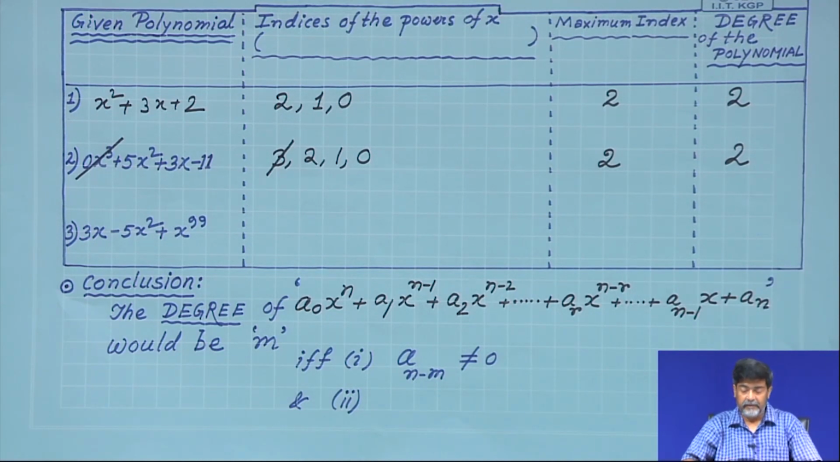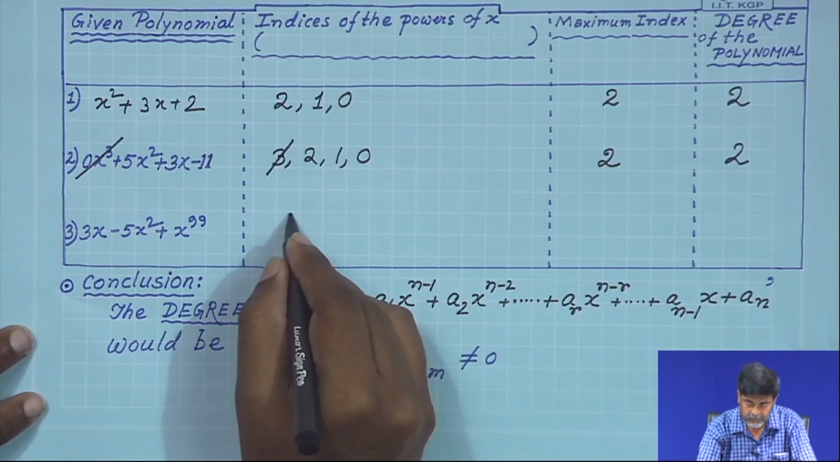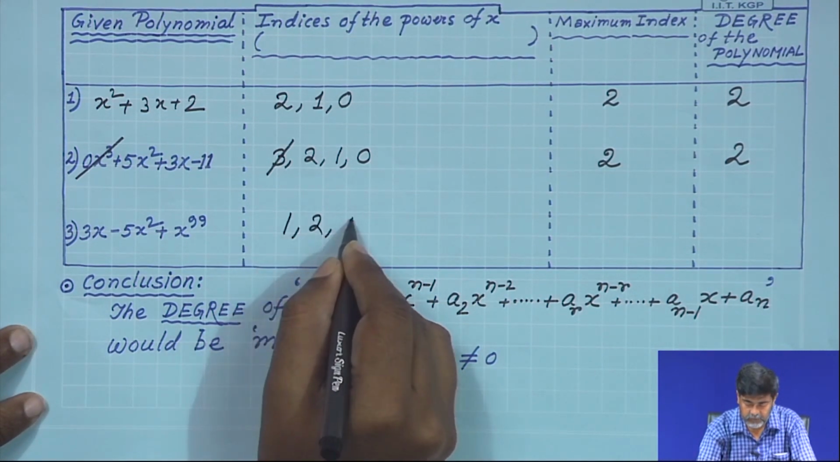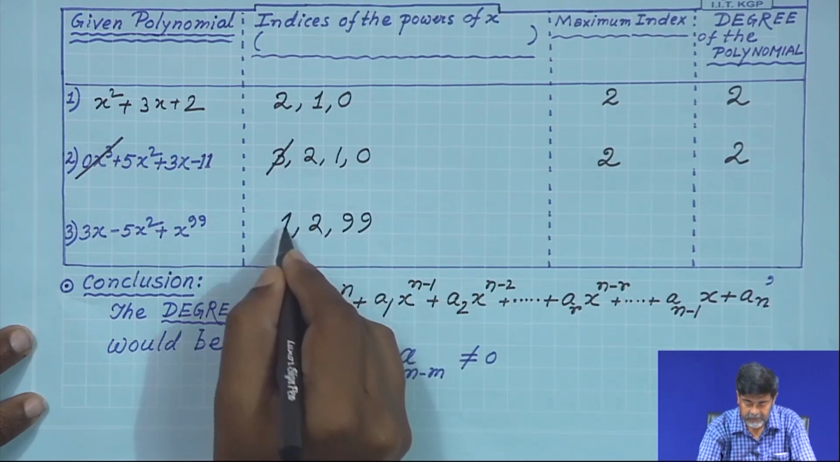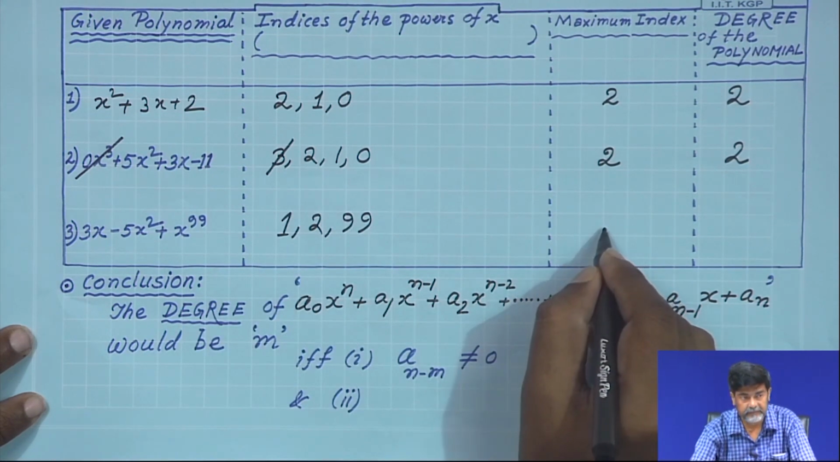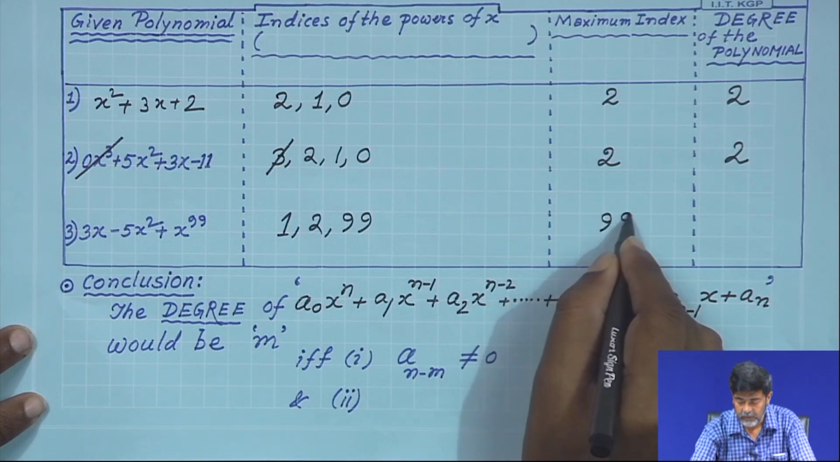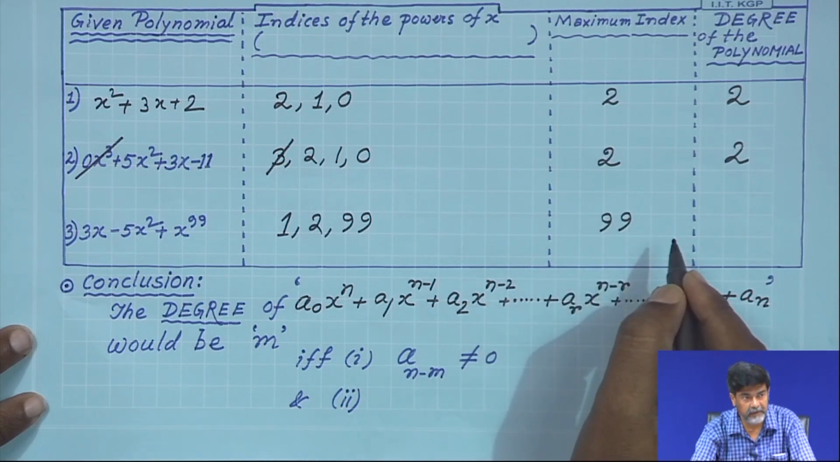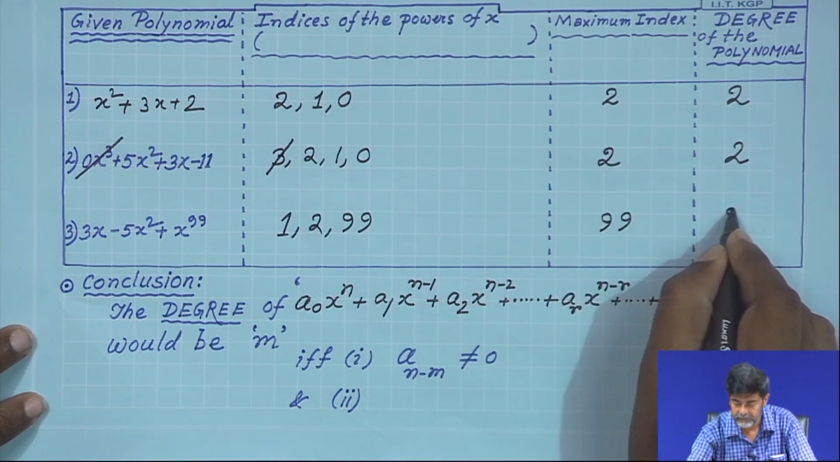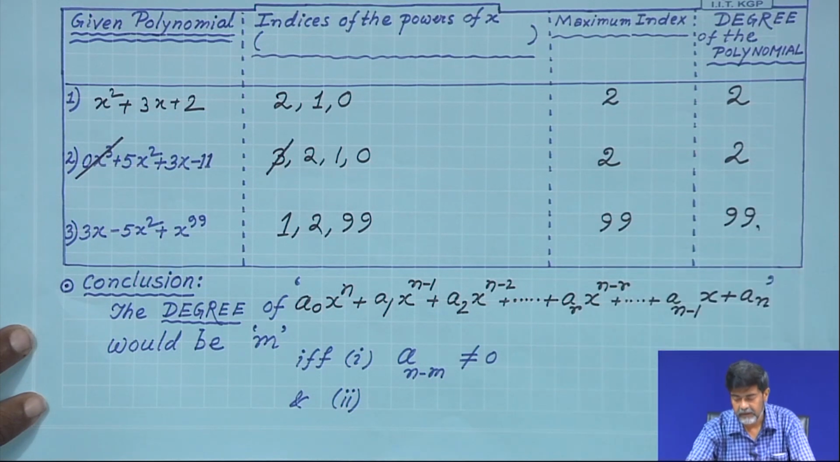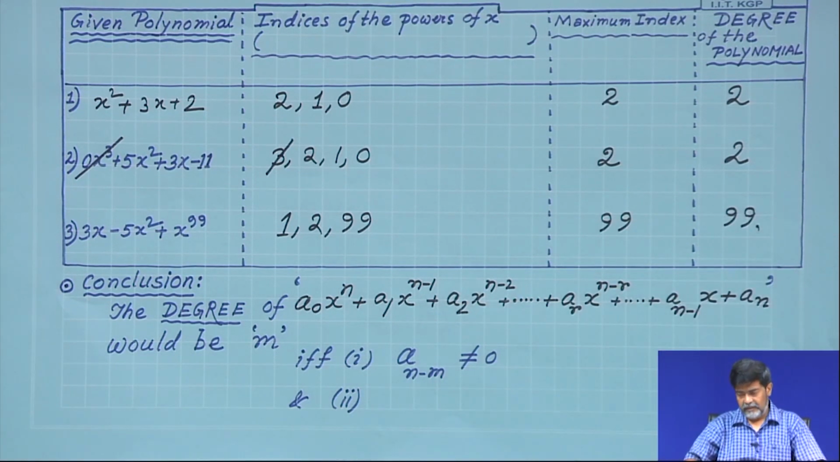Supply me the indices of the powers of x. So 1, 2 and 99. And what is the maximum value? Maximum index is 99. Then what is the degree of this polynomial? The degree of the polynomial is also 99. Okay. I think there is no doubt about the degree of the polynomial.